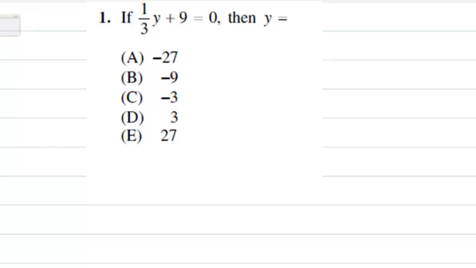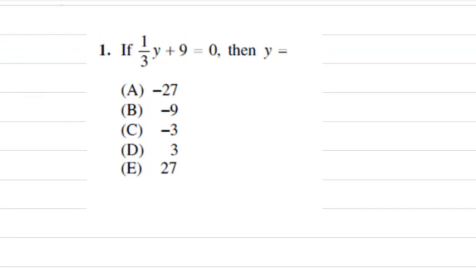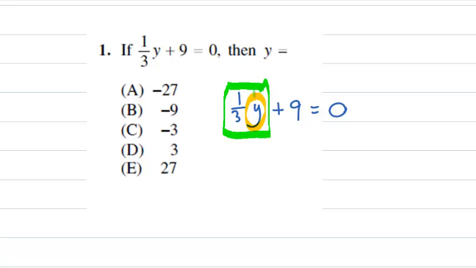Here's a problem from a College Board 2011 practice test. If 1/3 y plus 9 equals 0, then y equals what? So as I said before, our first goal is going to be to get to the y, but we need to realize that y is in this group. 1/3 y is a group. We need to get that group by itself and then solve for y.